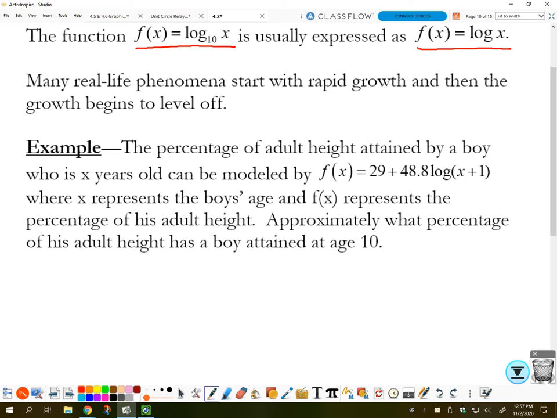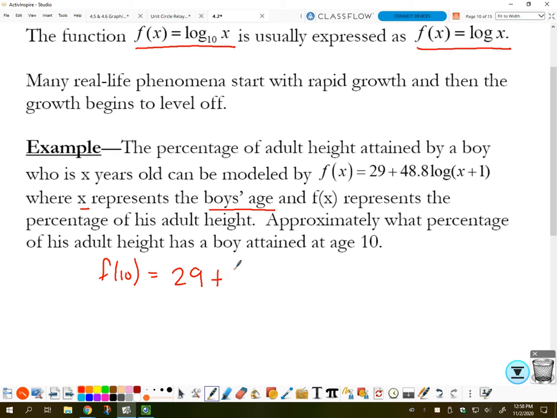The percentage of adult height attained by a boy who is X years old can be modeled by this function, where X is the boy's age. So it's important that we know X is their age. F of X represents the percentage of his adult height. Approximately what percentage of his adult height has a boy attained at the age of 10? All right, so we're just going to say F of 10.